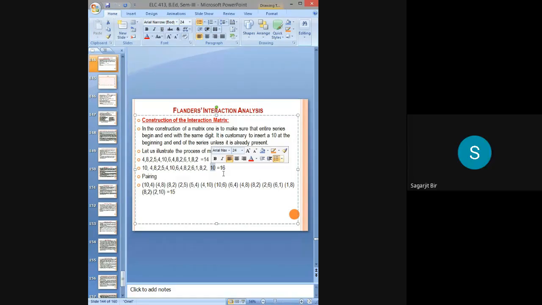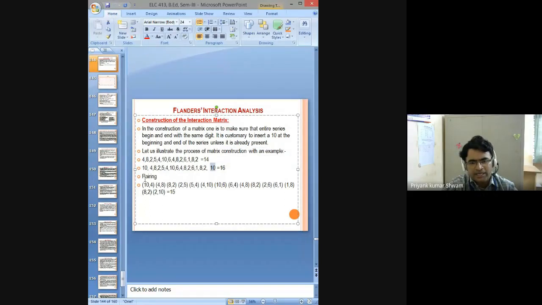Now come to the next point. Now we are going for the pairing. On the basis of the given numbers, we are making the pairs. The first pair is 10 4, that is interrelated. We go 1 to 2, like that. So see here, 10 4 is the first pair, 4 8 the second pair, 8 2 the third pair, 2 5 the fourth, 5 4, 4 10, 10 6, 6 4, 4 8, 8 2, 2 4, 4 8, 8 8, 2 2, 6 6, 1 1, 8 8, 2 2, 10. Like that, we made the pairs.